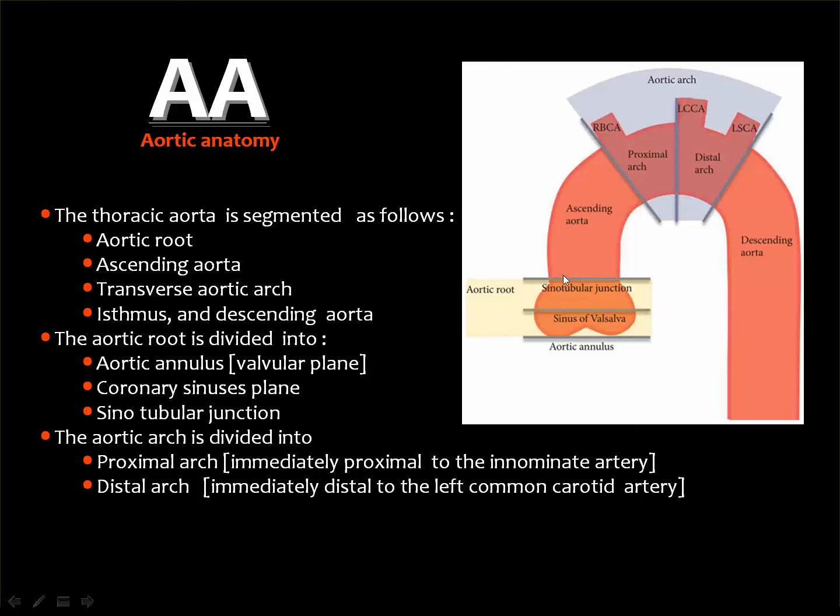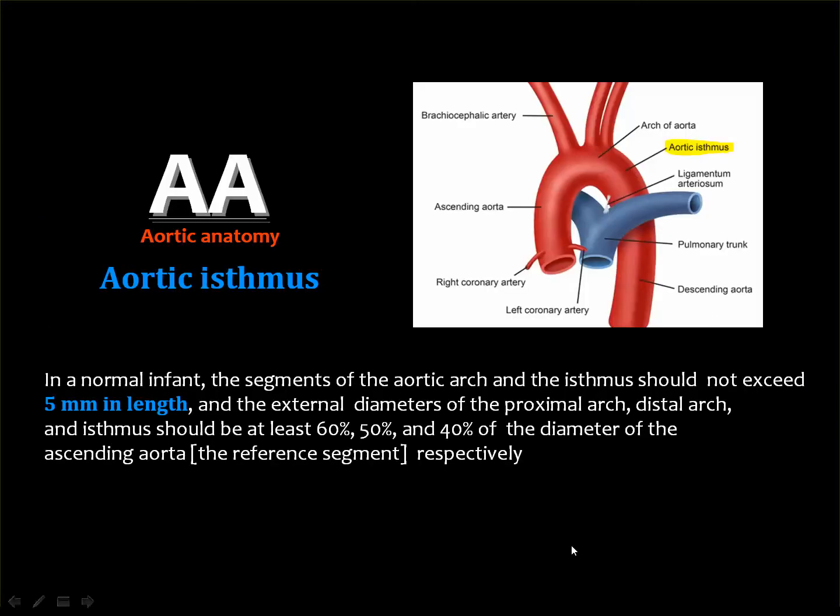Then above the sinotubular junction is the ascending aorta until you reach the origin of the innominate artery, then the start of the aortic arch. And the aortic arch will end by the end of the origin of the left subclavian artery. This is known as the proximal arch, and this is known as the distal arch. After that, we got the descending thoracic aorta.